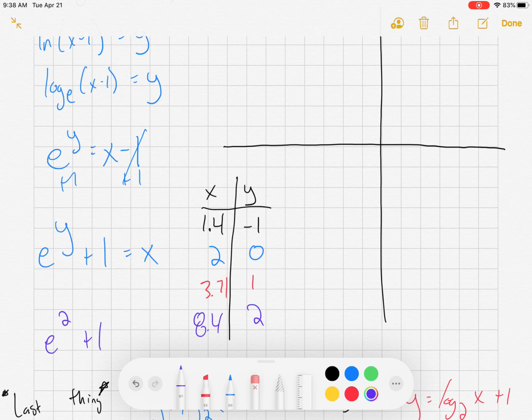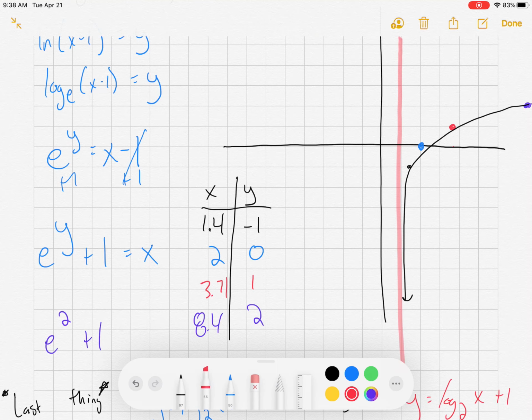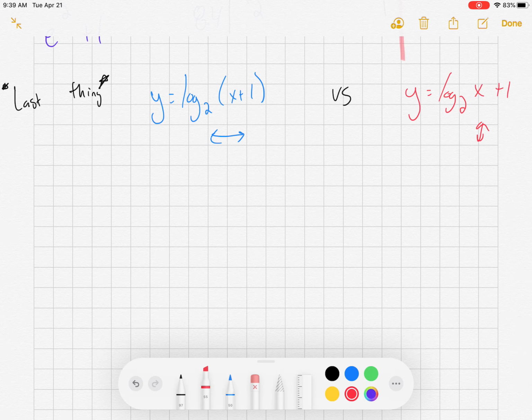Okay, so now we just got to graph our points. So x is 1.4, y is -1. Right 1.4, down 1. If I could plot it, that might help. Over 2, up 0. Over 3.71, up 1. Over 8.4, which is way off our screen, up 2, so it's going to be way over there. Okay, here is our graph then. It's going to go like this. I hope you can see that our vertical asymptote is going to be this red line right here. It's going to get infinitely close to that line, but never actually touch that line.